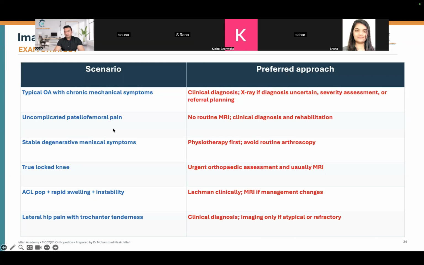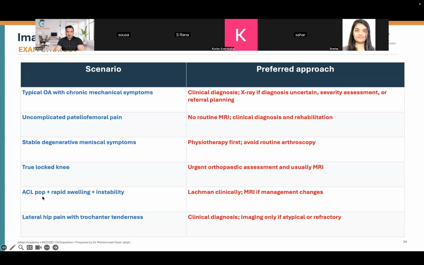Uncomplicated patellofemoral pain, what do you do? Do you do MRI? No, we never do MRI routinely. It is a clinical diagnosis and rehabilitation. Stable degenerative meniscal symptoms: physiotherapy first, avoid routine arthroscopy. True locked knee, if the knee is locked, what do you do? Urgent orthopedic assessment, and usually MRI.